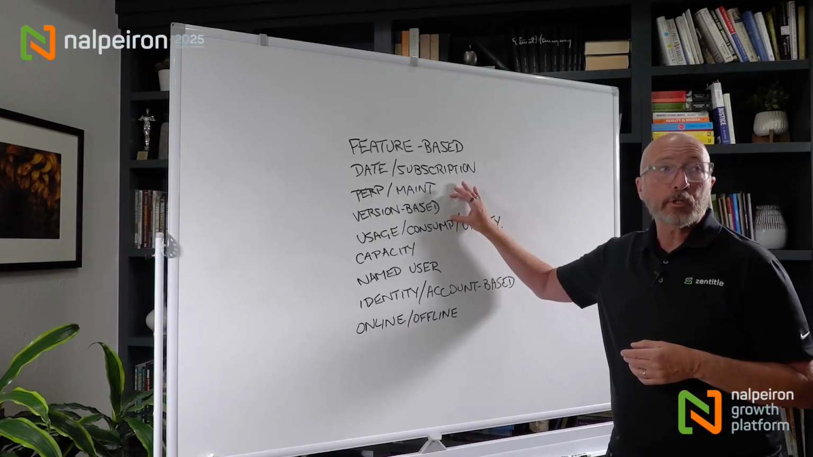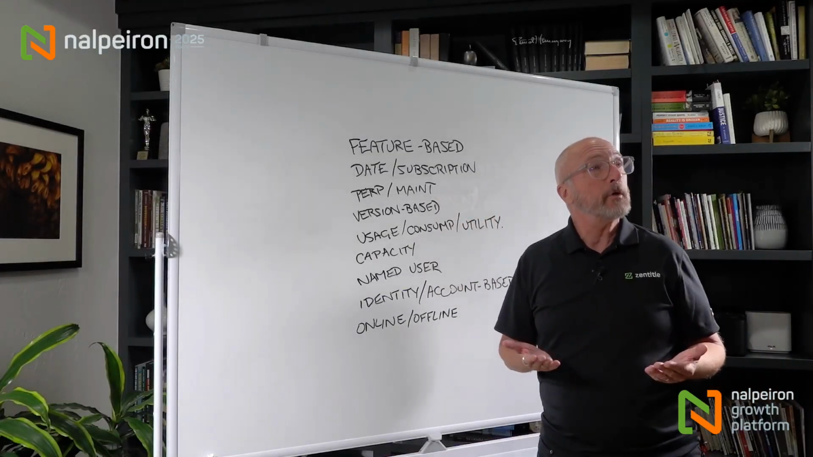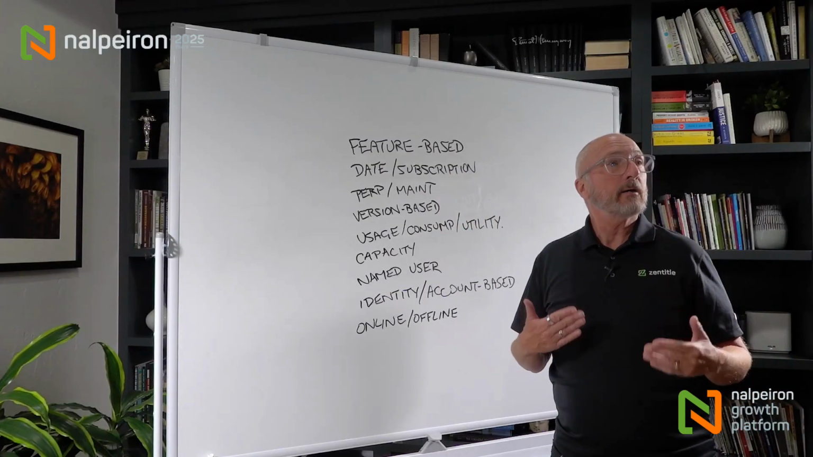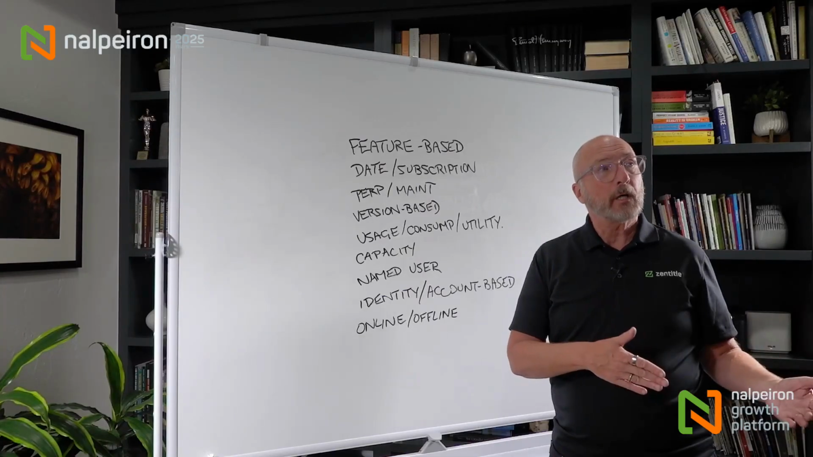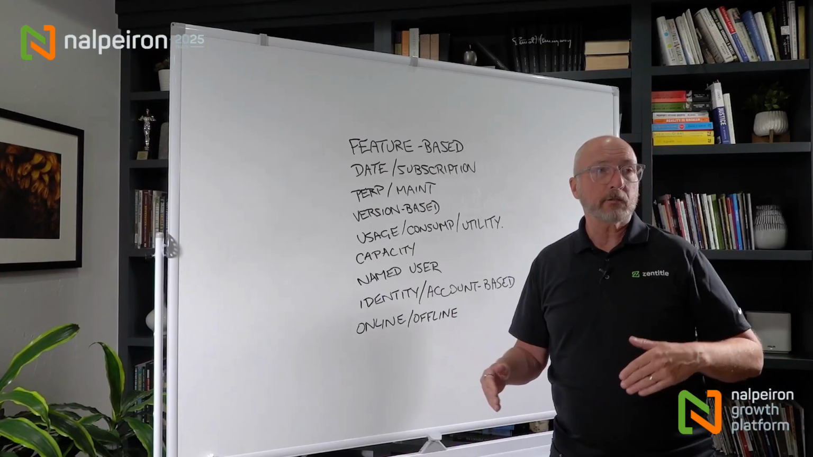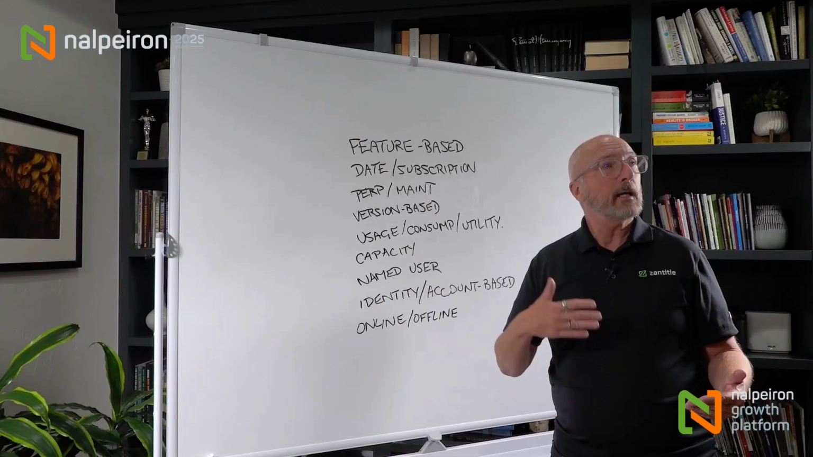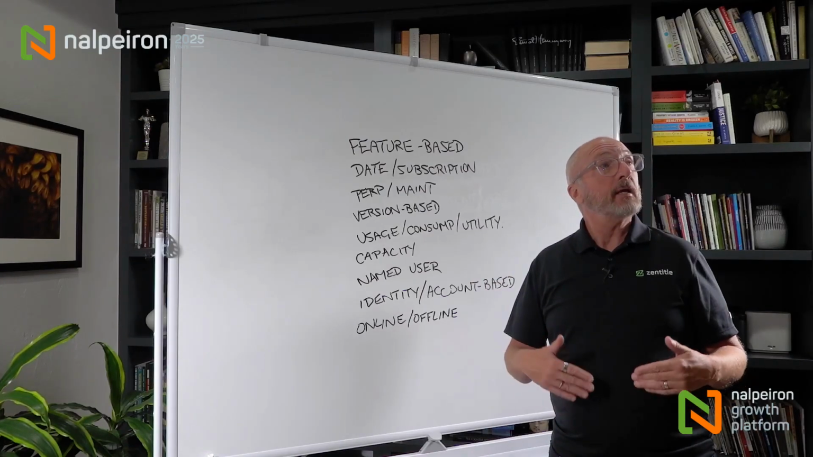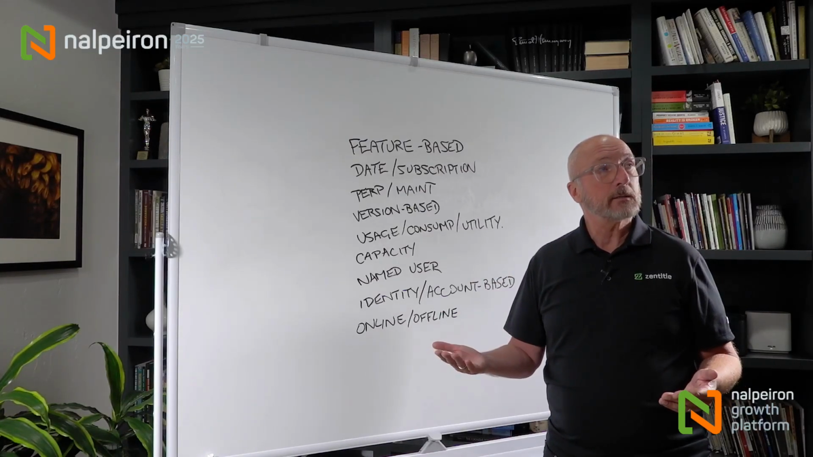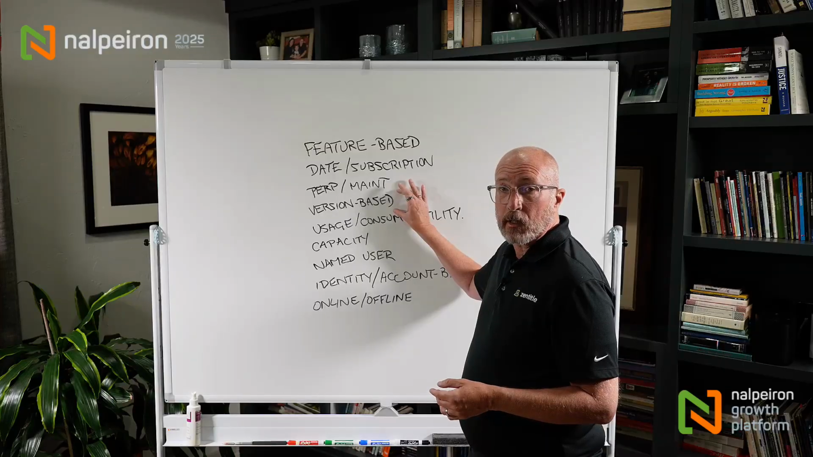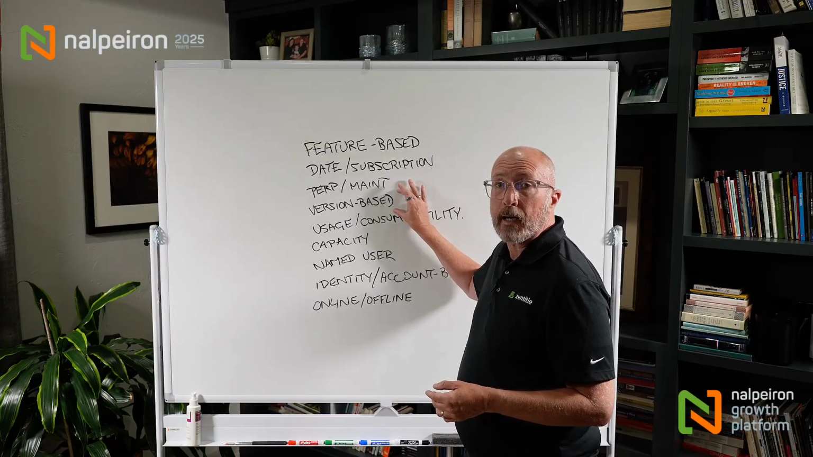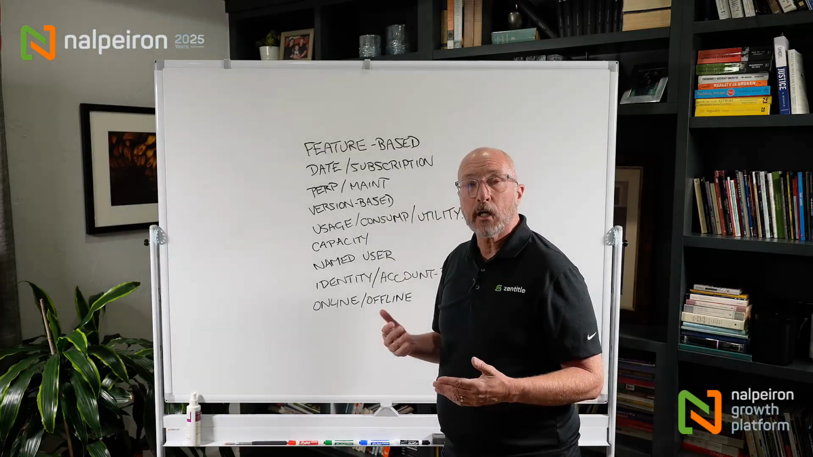You can also do version-based licensing. So for example, you could require that a given customer must have a separate license for each version of your product. So they buy a version 2 license, and then when version 3 comes out, they need to upgrade to a different license.